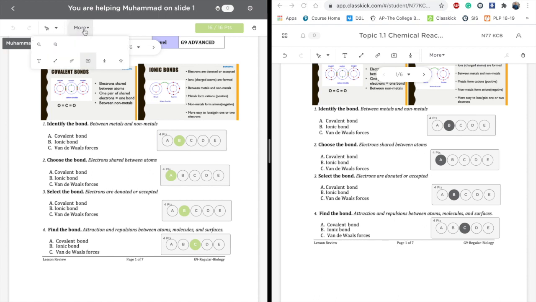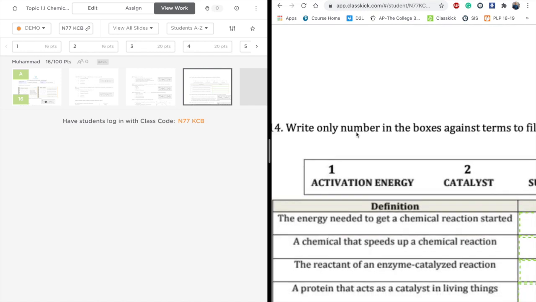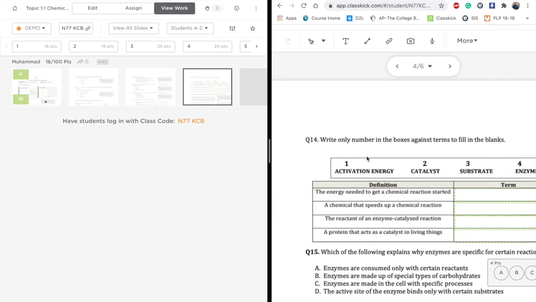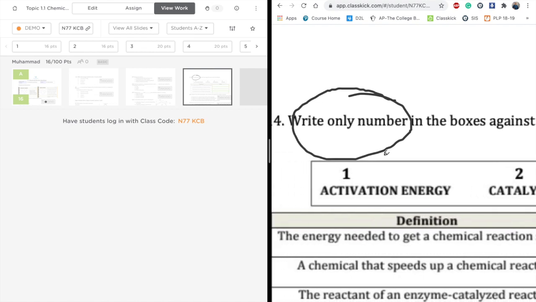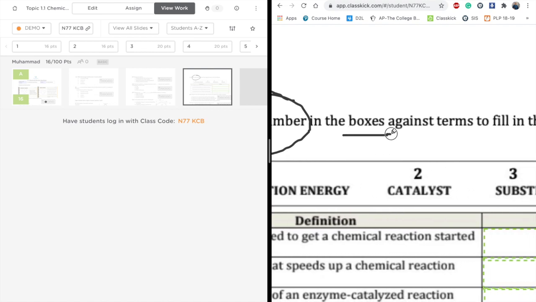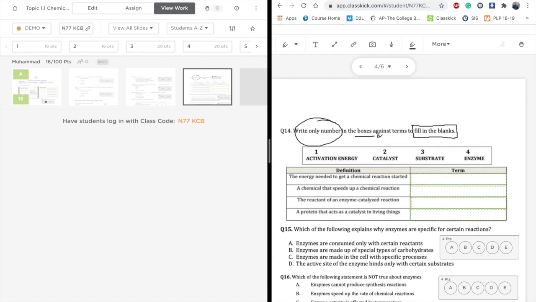I will go back on page number 4. Now you see here on your screen that write only number, so it clearly says you write only number. Please do one thing, take the pen now and circle it, learning what does the question says to you, so that you remember. It says write only number where? In the boxes against each term to fill in the blanks. So when you have fill in the blanks, make sure that you follow the instructions properly.